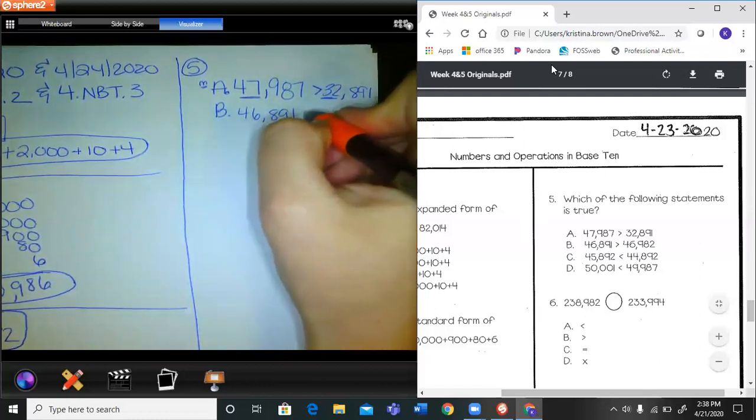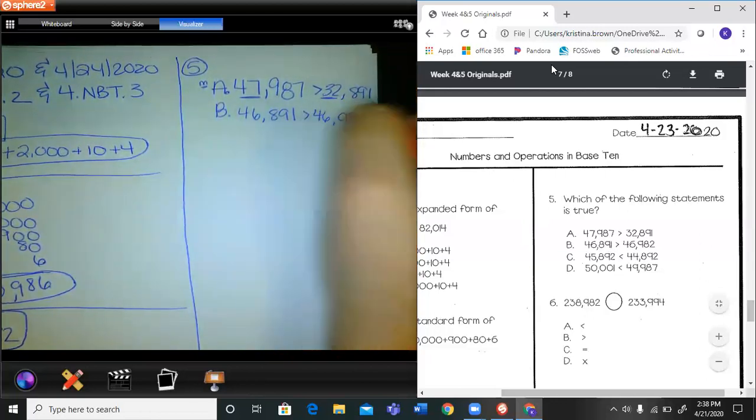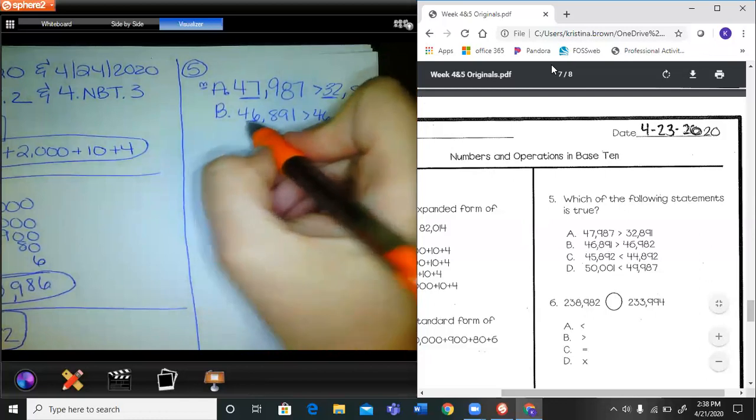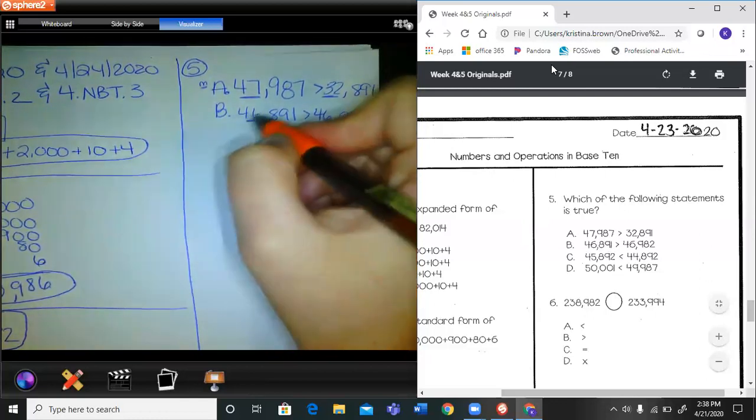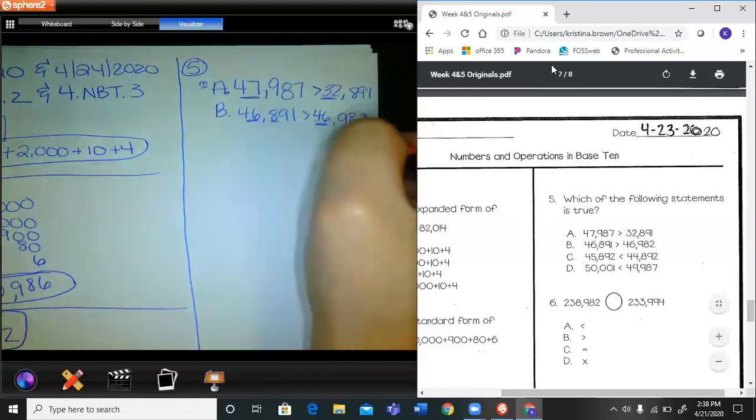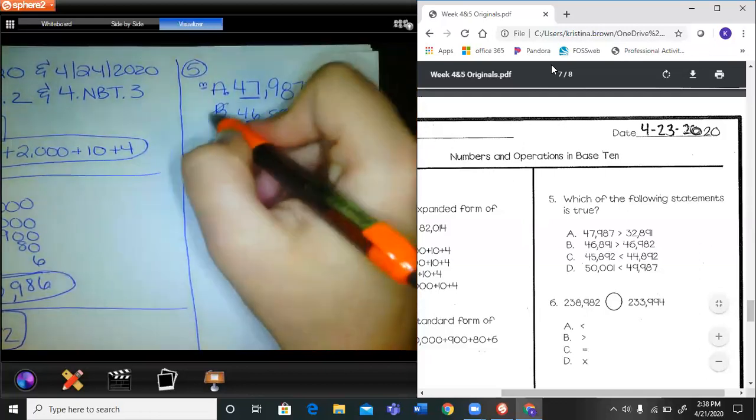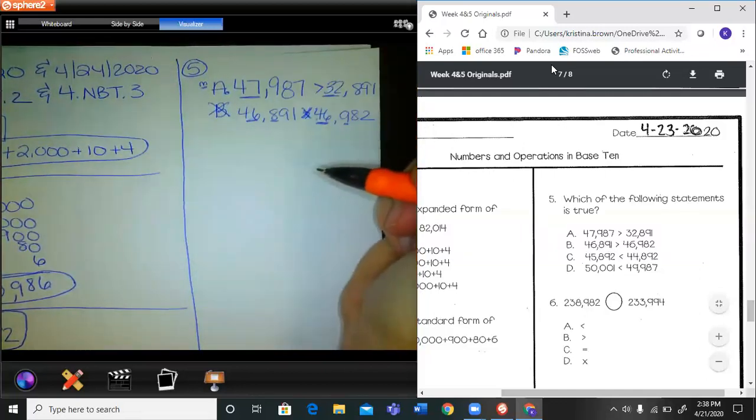46,891 is greater than 46,982. So here we have 46,000, here we have 46,000. So we can't use these numbers to compare. So let's go to our hundreds place. We have an 8 and we have a 9. 9 is larger, so this is not correct. So I'm going to slash that trash.